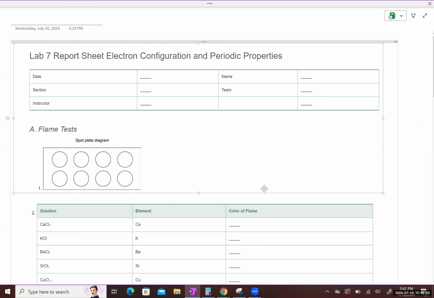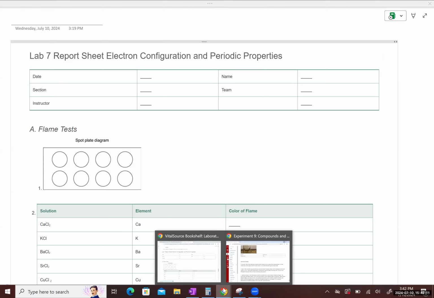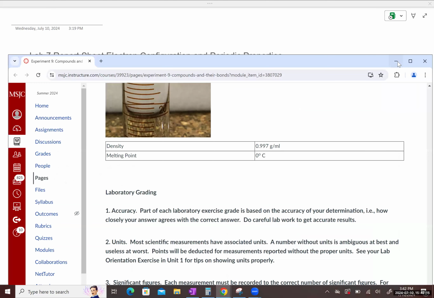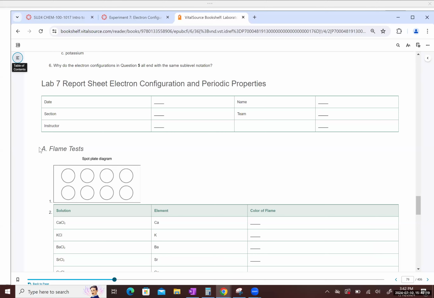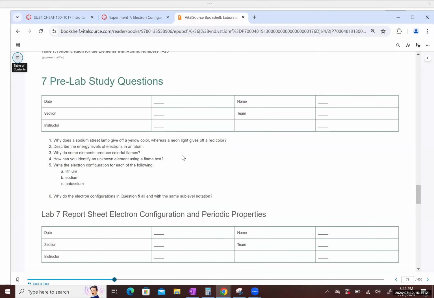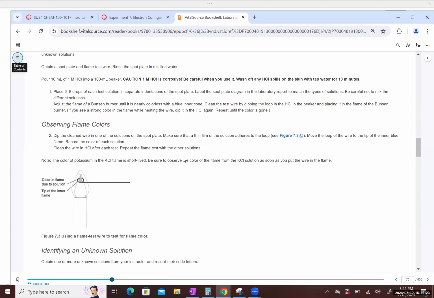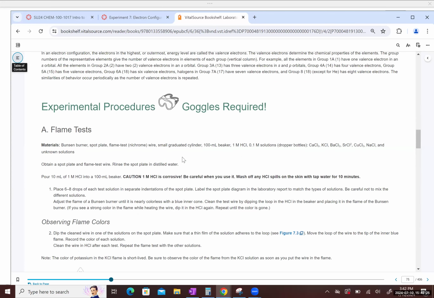Okay, so in order to properly contextualize what is being presented to us in these report sheets, let's read the lab procedure. We're working on Part A, as that's the first part in this lab. So let's take a look at Part A. Part A concerns flame tests.